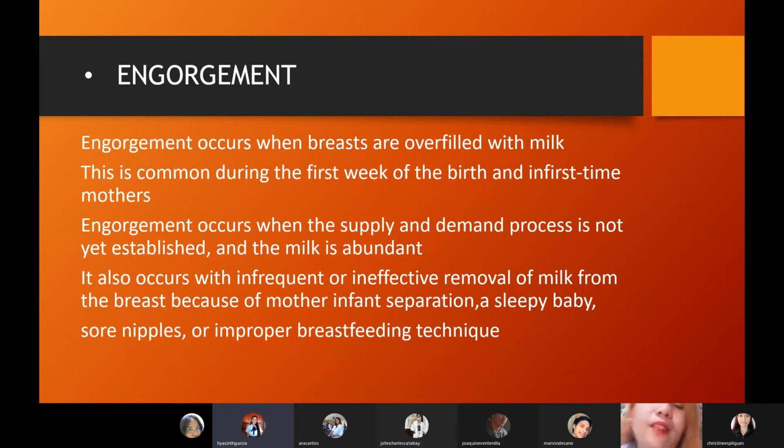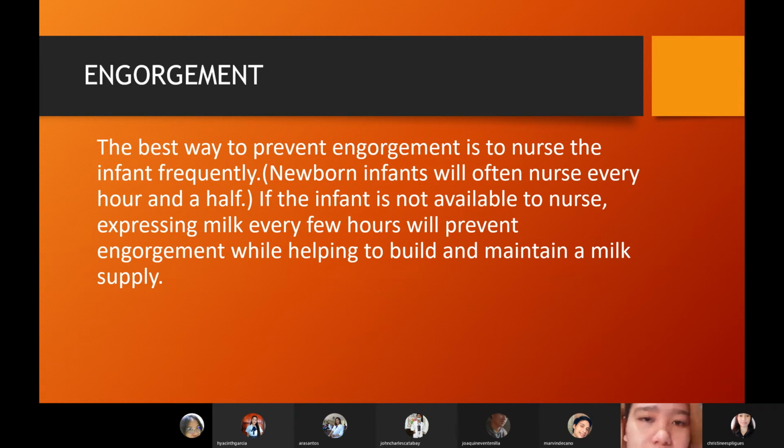Okay, thank you, Miss Hyacinth Garcia. So, engorgement occurs when breasts are overfilled with milk. So, it is very common, no, during the first week of the birth and in first-time mothers. It also occurs with infrequent or ineffective removal of milk from the breast because of mother-infant separation, a sleepy baby, sore nipples, or improper breastfeeding techniques.